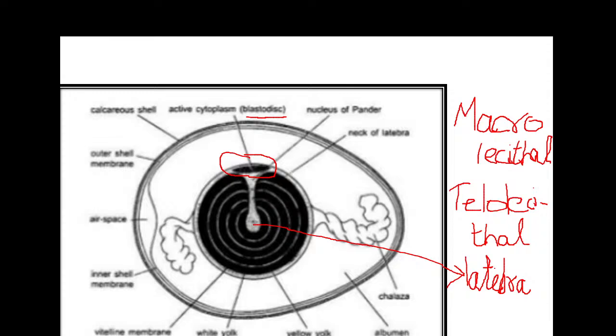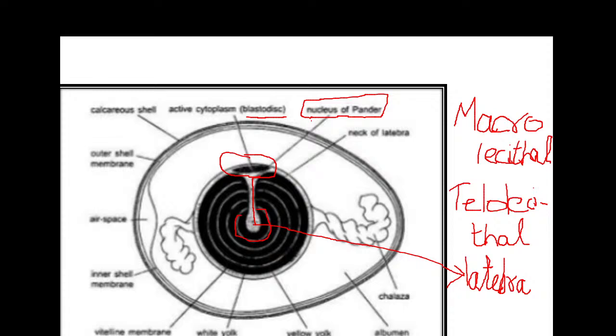That is known as latibra, from which the white yolk mass runs outwards and spreads itself as the nucleus of Pander. അപ്പോൾ ഇവിടെ നിന്ന് ഈ white yolk mass arises ചെയ്യുകയും, you can see here the white yolk mass arises from this region and it extends towards the blastodisk region, and that is known as the nucleus of Pander. Either 1 mark, you just have to learn these terms.